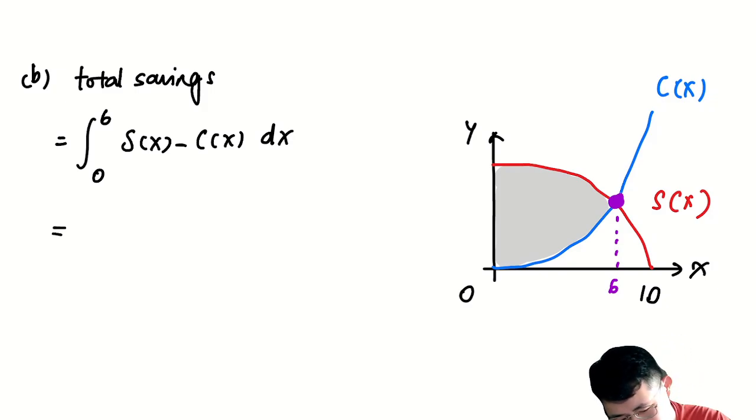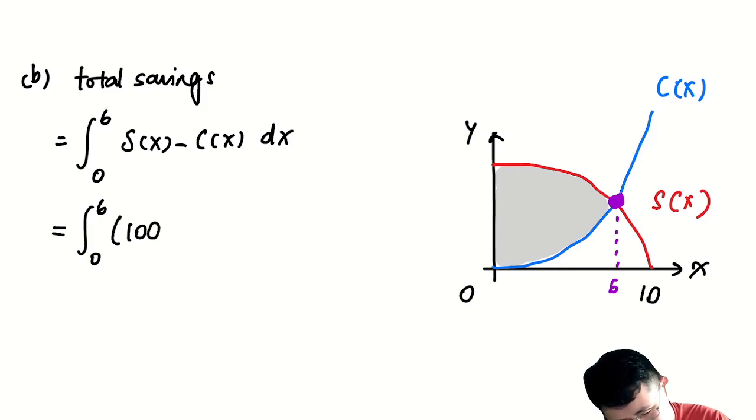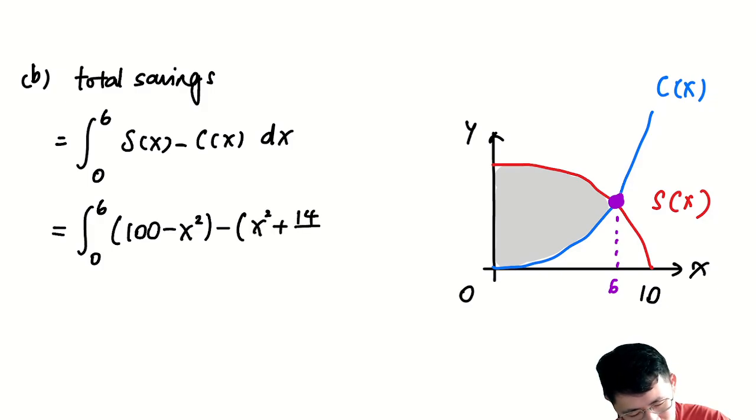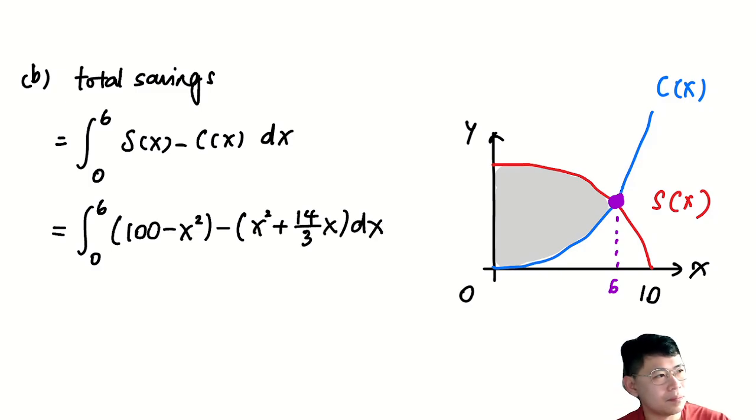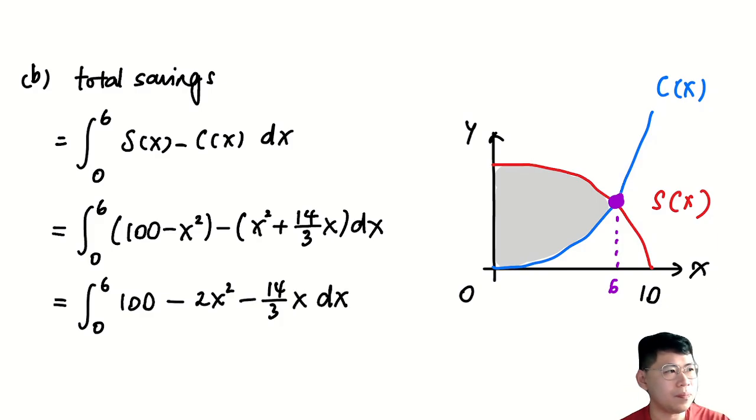So now over here, 0 to 6. What was our function for S(x) again? The function would be 100, sorry, let me write. 100 minus x squared, then minus of x squared plus 14 over 3 x, dx. Something like that. So with this over here, we will have 0 to 6, 100 minus 2x squared minus 14 over 3 x, dx.